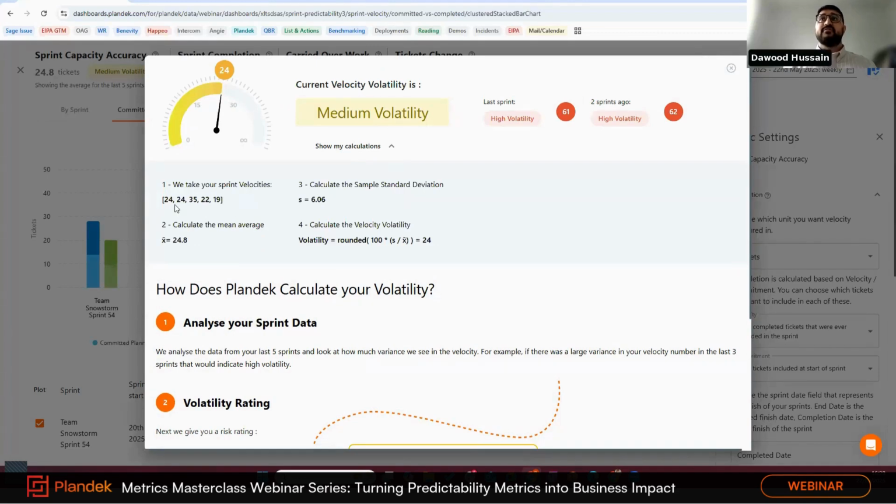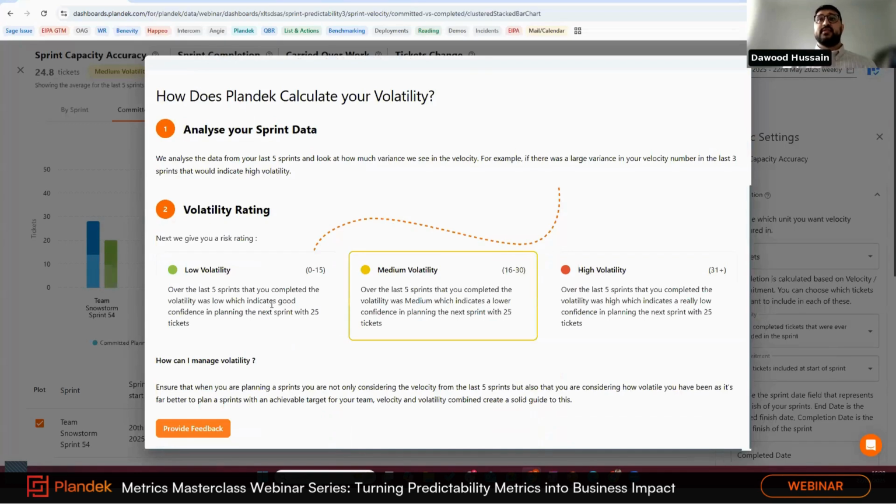And we can see here, we take your sprint velocities over the past 5 sprints. Now, you can change that to the past 3 sprints or all sprints within the metric settings on the right-hand side. We calculate the mean average, the sample standard deviation, and then we run this calculation to understand your volatility score. So Joseph, I hope that answers your question. That is how we calculate it, and these are the thresholds for it as well.